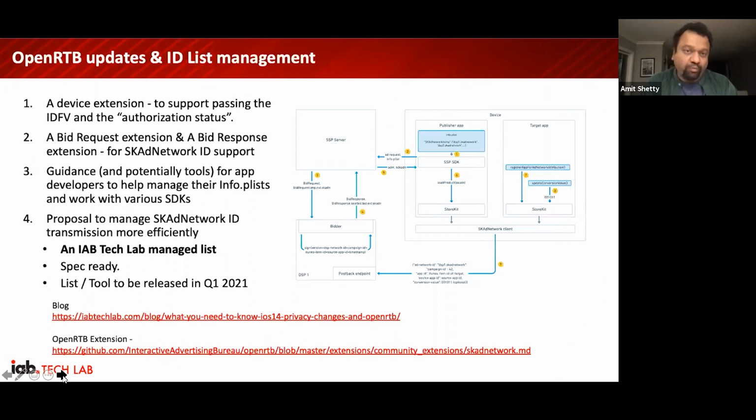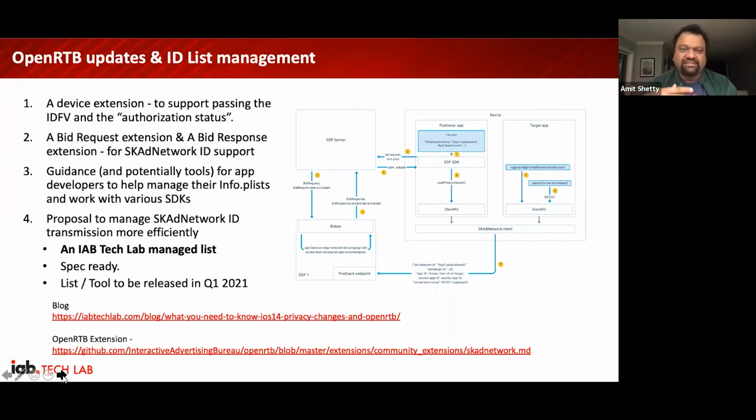So we did release a number of OpenRTB related updates tied to the IDFA and SKAdNetwork changes. The first is an extension to support parsing of the IDFV and the more detailed authorization status around the IDFA. That's a very minor change, but it's important to be able to communicate that status. The second piece is around the SKAdNetwork support. Apple defined a lot of details around how the SKAdNetwork ID should be used for attribution, but their focus there was on the device side itself and what the app should be doing.